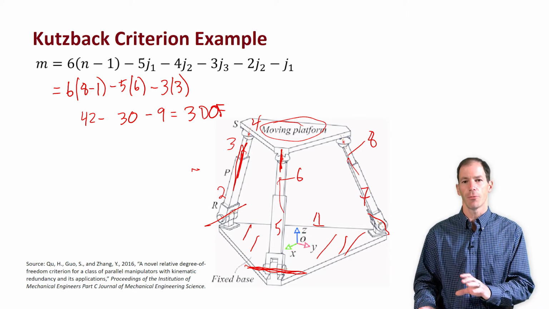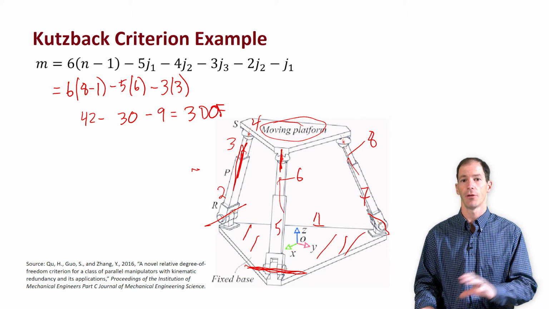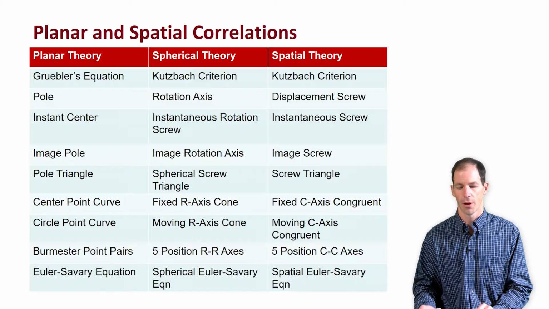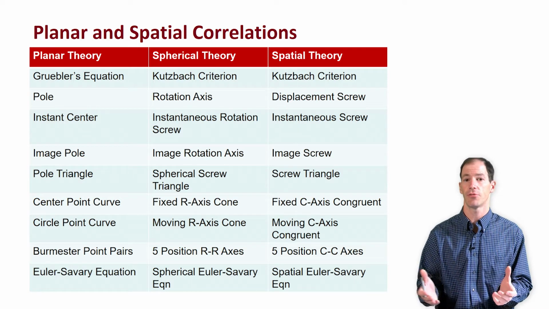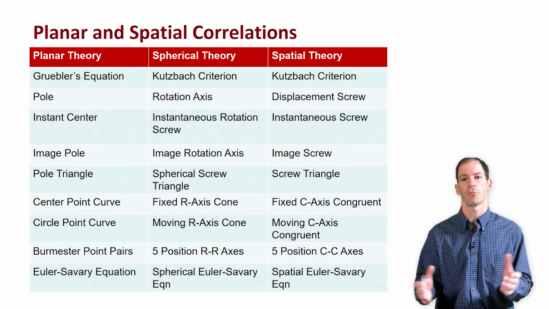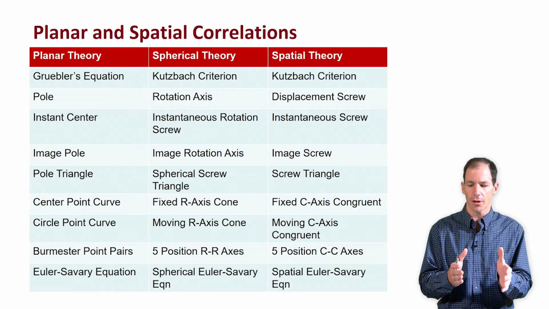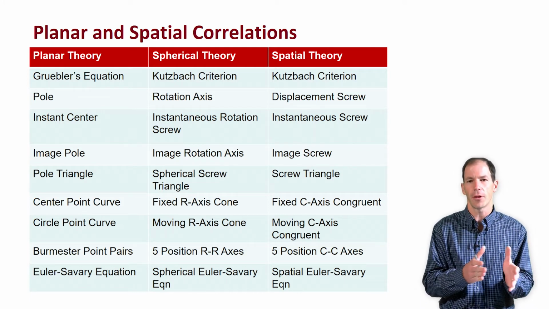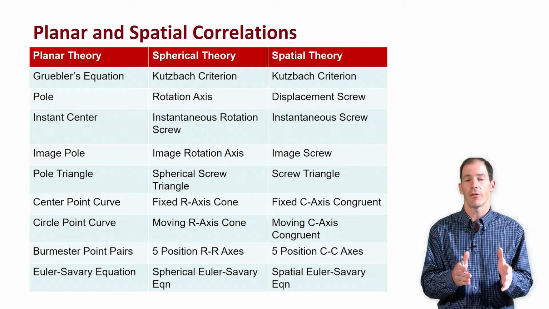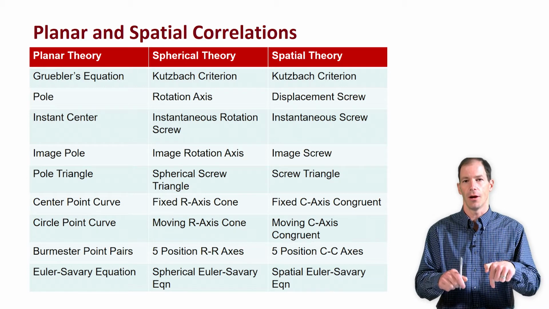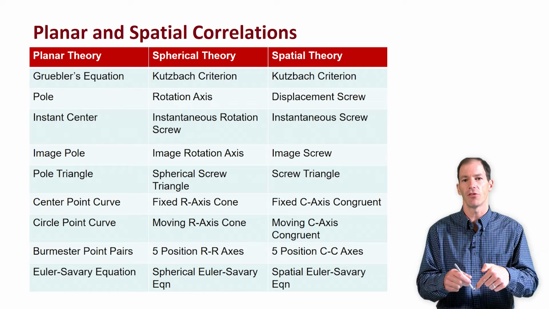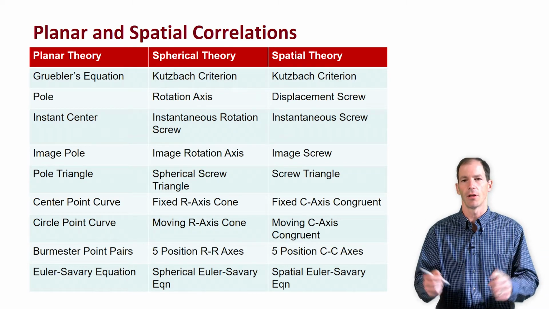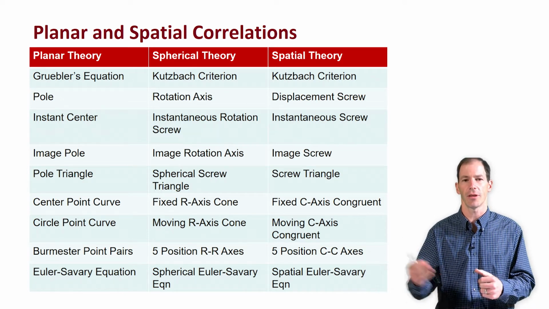Let's take a look at what else we can leverage from what we learned in the planar world to the spatial mechanism world. So here are some correlations that we can look at from planar theory out to spherical and out to spatial. Spatial is a more general form. Spherical is a little bit closer to a planar mechanism, where instead of the axes of all of our joints being aligned or parallel, here we have them all intersecting at the center of a sphere. So a little bit of an extension, whereas spatial really gets out there.